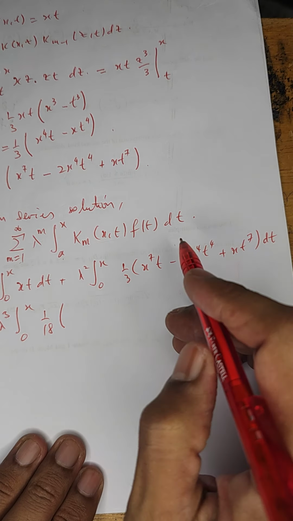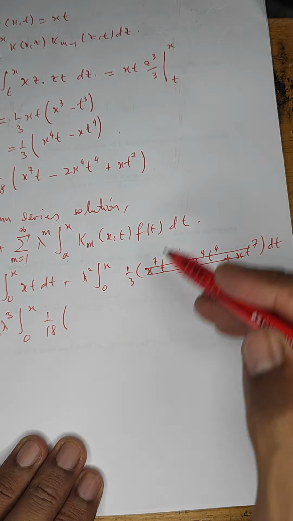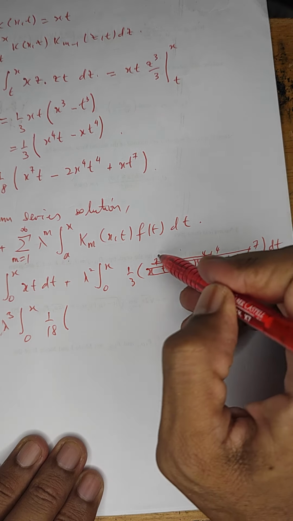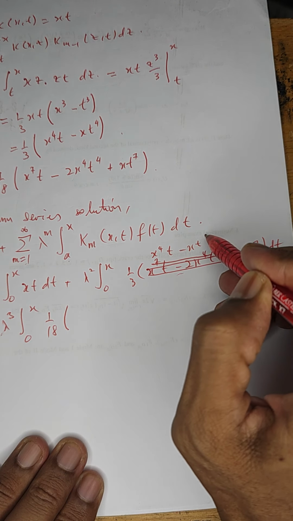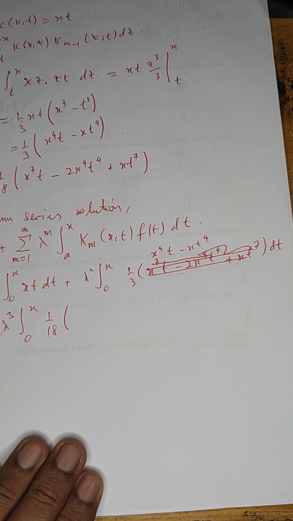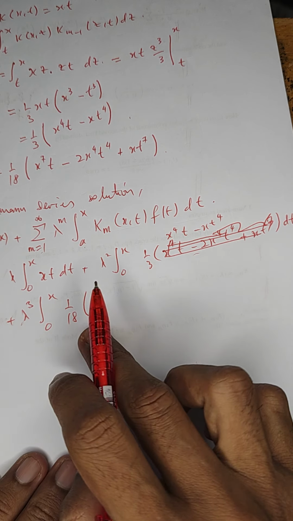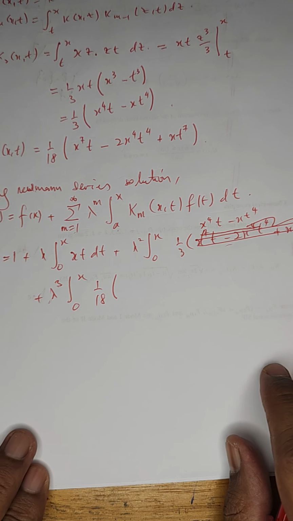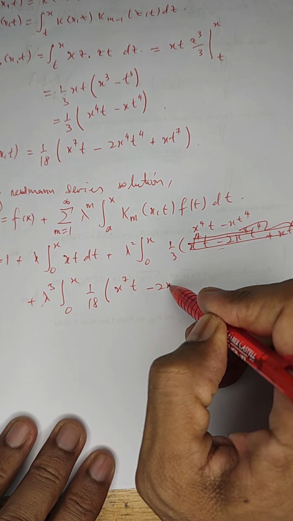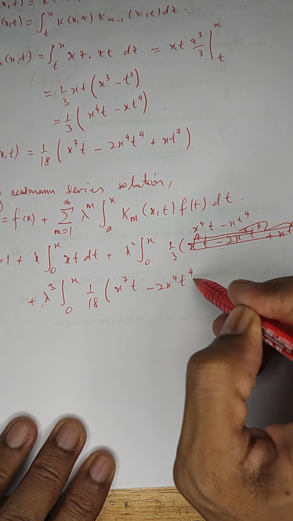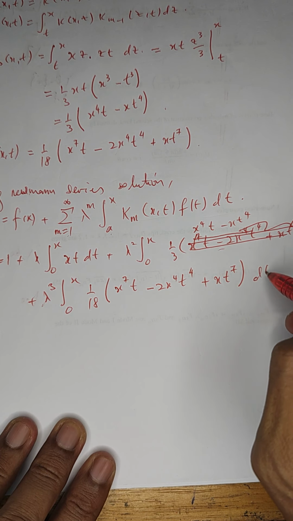This one is wrong, sorry. This should be K2, which is 1 over 3 (x⁴t minus xt⁴). Yes, this one should be that one. And for this we have x⁷t minus 2x⁴t⁴ plus xt⁷ dt.